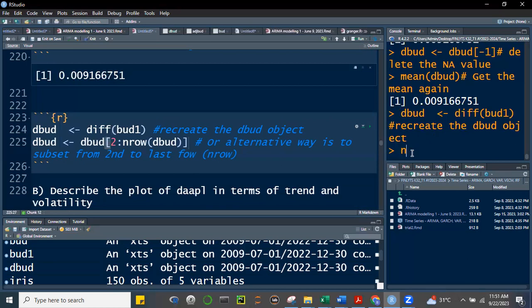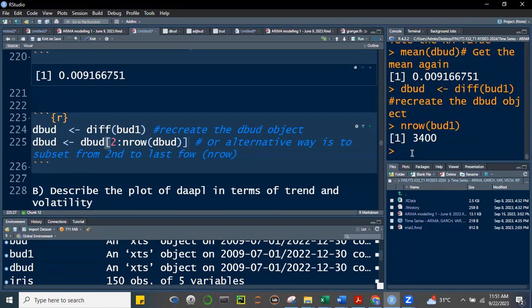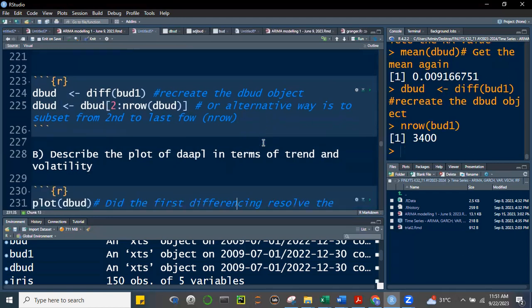Ano ba yung n row? N row, bud1, just tells us, class, kung ilan yung rows, ilang observations yung data natin. Number of rows yan, 3,400. So sabi dito, include from row 2 up to row 3,400, which means you're just excluding row 1. Okay. All right.